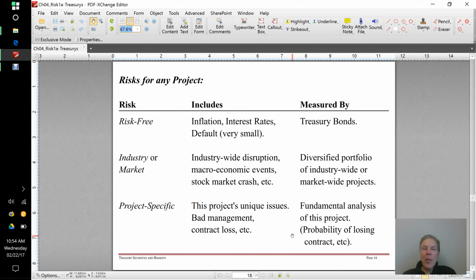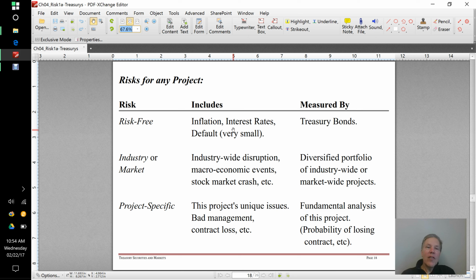And what are our risk models going to include overall? That's going to be the subject of our next chapter, which we're going to have to cover before we jump back to more DCF valuation and looking at NPV in particular. For any project, real estate, non-real estate, anything in finance, we have three types of risk plus time risk. We have our risk-free risk, okay, which we talked about, our industry or market risk, and our project-specific risk.